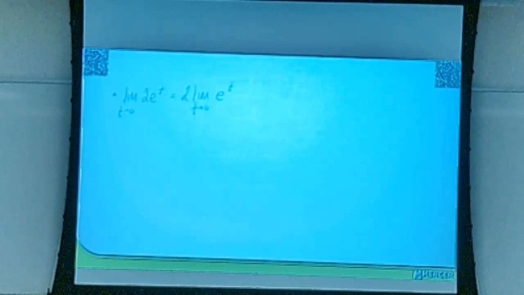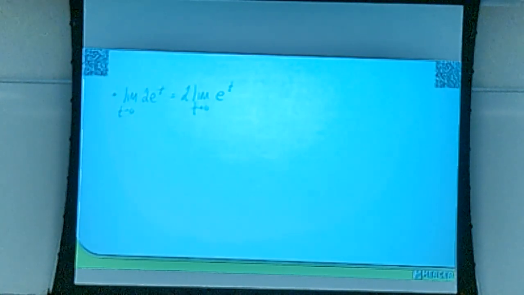Taking the limit as t approaches a of f of t, as long as f is continuous at a, then that limit is f of the limit as t approaches a of t. Right? In other words, it's just f of a.